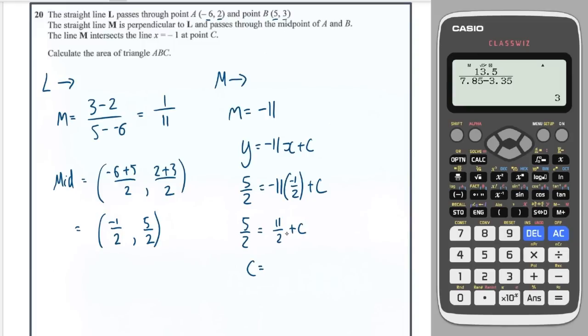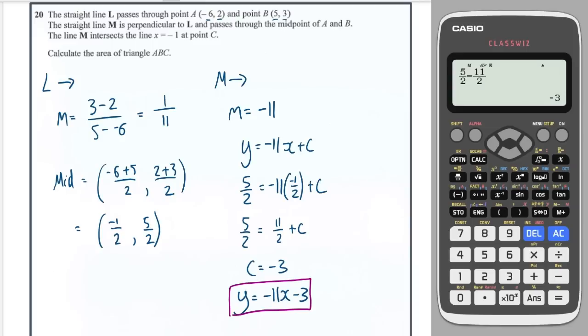So c is equal to 5 over 2 minus 11 over 2, which is minus 6 over 2, I believe, which is minus 3. Let's just double check that. Great, minus 3. So c is equal to minus 3. So we have the equation of M. It is y is equal to minus 11x minus 3. Okay, that should get us some marks at least.